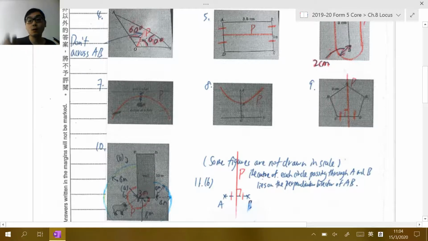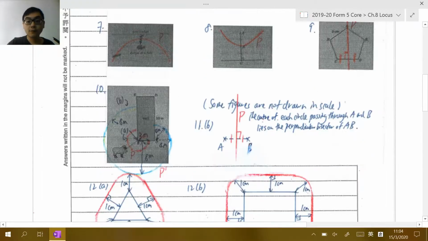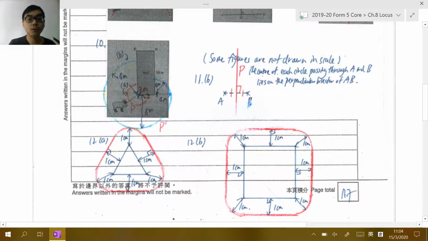And then for question 9, also remember the perpendicular bisector, remember to write right angle and equal sides. Question 10 is a little bit special. Part A is easy because you just draw the circle, but because the circle cannot cross the wall, in the description you cannot say it is a whole circle, but you can just say part of the circle. For example, for question 10A, you have to write 3/4 circle.